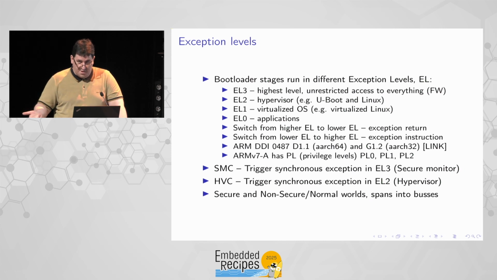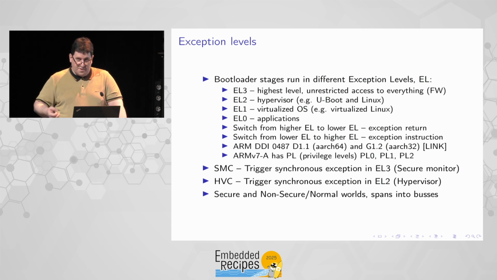It is possible to switch between these exception levels from the more privileged one to the less privileged one. This is easy. The software simply decides that it wants to drop exception level, and it drops from EL3 to, for example, EL2. But it is also possible the other way around. But for that, the less privileged software has to trigger an exception.